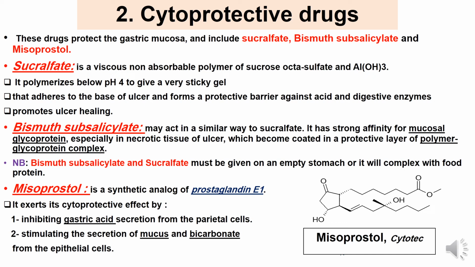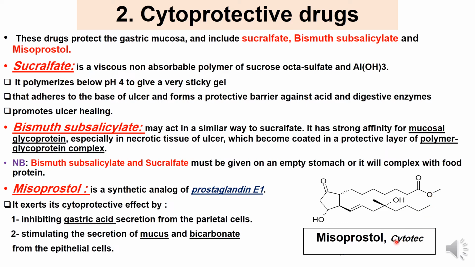The third cytoprotective drug is misoprostol, which is a synthetic analog of prostaglandin E1. As you know, a prostaglandin is a cyclopentane with two long side chains. This is the general structure of the prostaglandin. Misoprostol is a synthetic analog of prostaglandin E1. This is the structure of misoprostol.